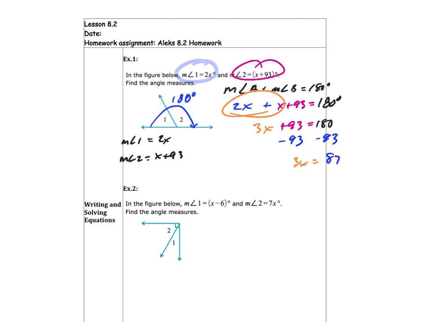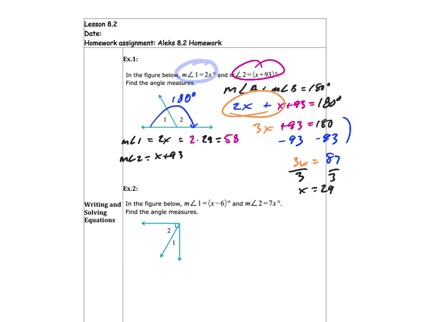And again, if I were you, I would make sure that you double check. You check with a calculator. And then, of course, now what we're going to do is divide both sides by 3, which means x equals 29. So now to find the measure of the angles, we're going to have to plug it back in, right? So that means we're going to have 2 times the 29. And again, check with your calculator, but that's 58 degrees.